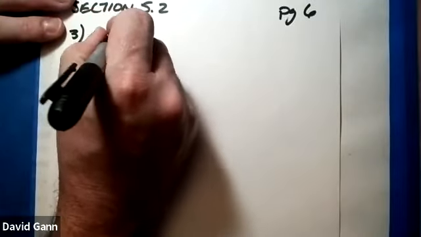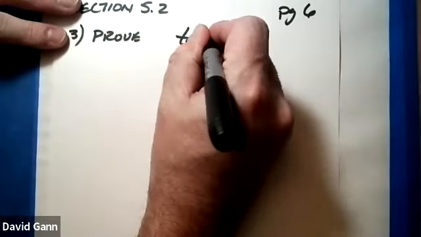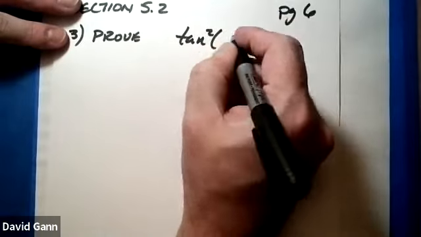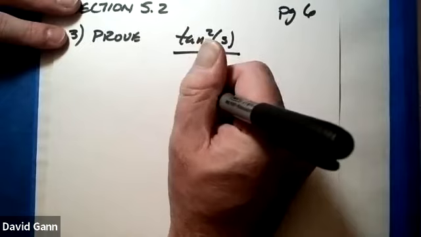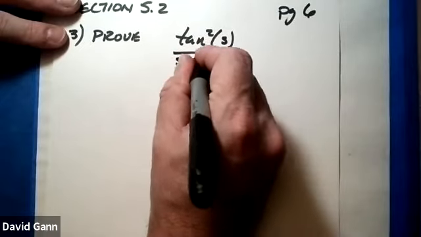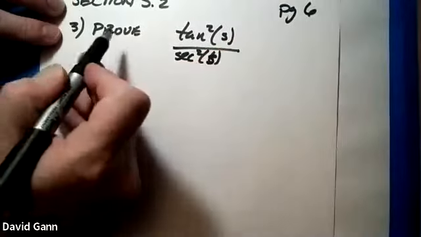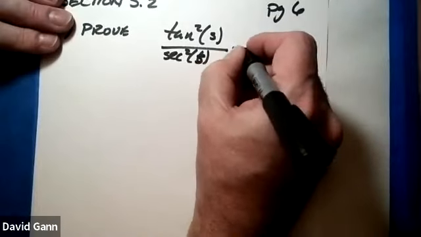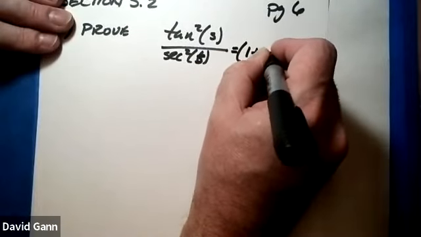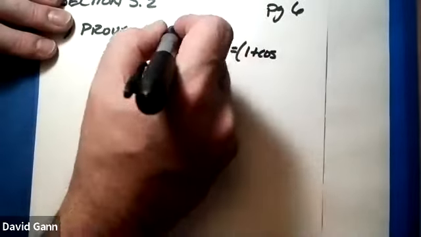Prove. Those kind of terms are used interchangeably. Prove, show that. Prove that tangent squared of, let's use a different letter this time, how about S? Tangent squared of S over secant squared of S is equal to 1 plus cosine of S. I've already made this ridiculous.